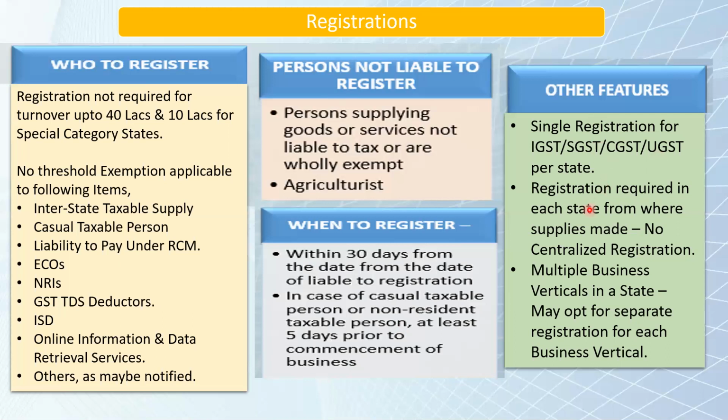Second, a registration is required in each state from where supply is made. No centralized registration. Wherever we have a business place, either plant or warehouse, from where we are making supply to our customers, we need to get the same registered. We can also have more than one GST registration based upon our business verticals. If the company wishes to have more than one GST number in a state, it can take the same based upon different business verticals.